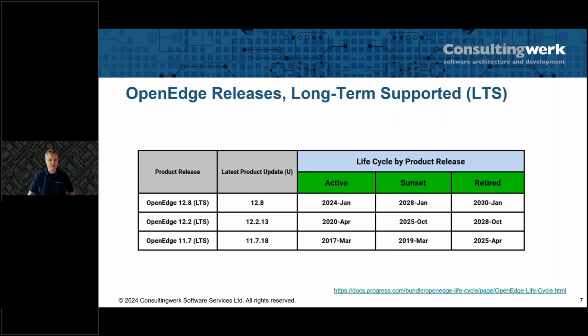All right, so on to OpenEdge releases. Progress has got 2 kinds. One, long-term supported releases, LTSs, of which there are now 3. And 12.8 being the most recent one. You can see, can I do a pointer thing here? Released in January of this year.